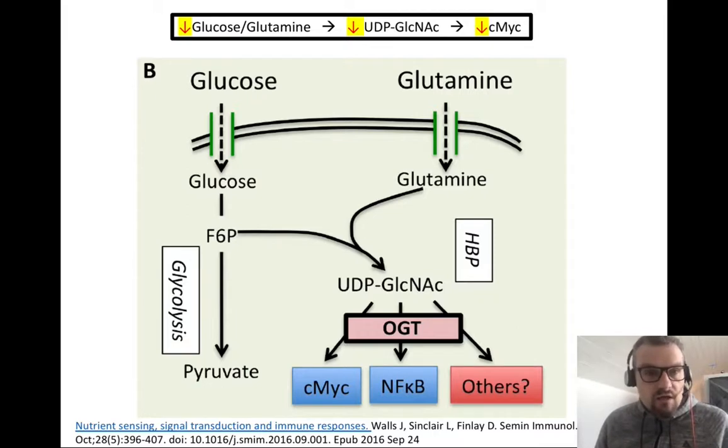So you can imagine decreased glucose and glutamine may lead to decreased UDP-GlcNAc in a particular cell and decreased c-MYC, and certainly that's been shown to be the case. Most of the best work on this has been done on CD8 T cells. So that's another consequence of low levels of glucose or glutamine.